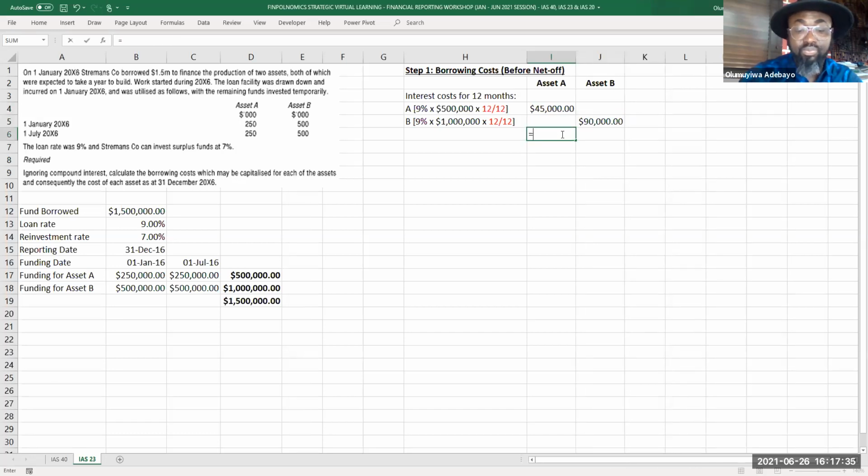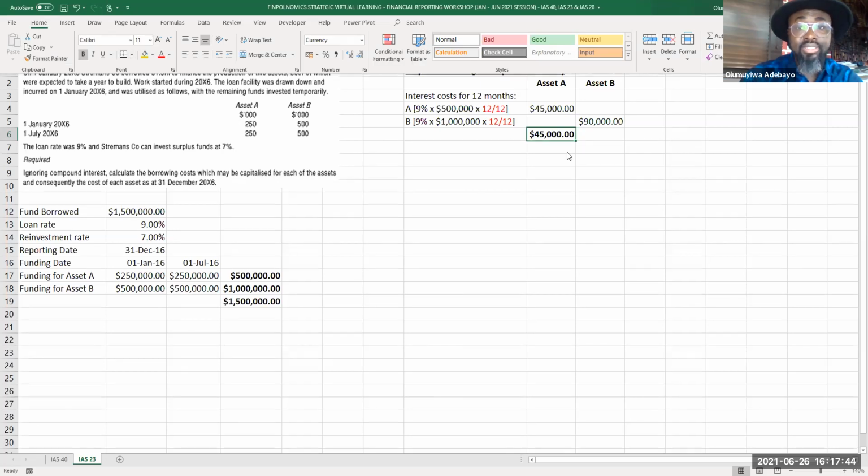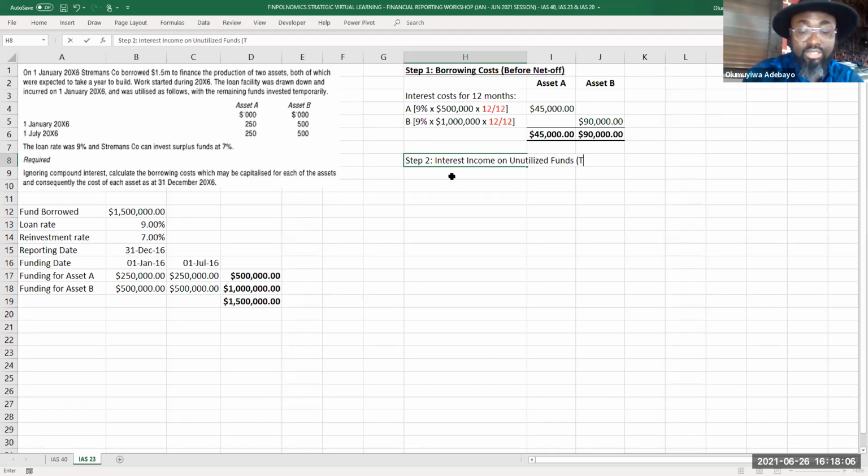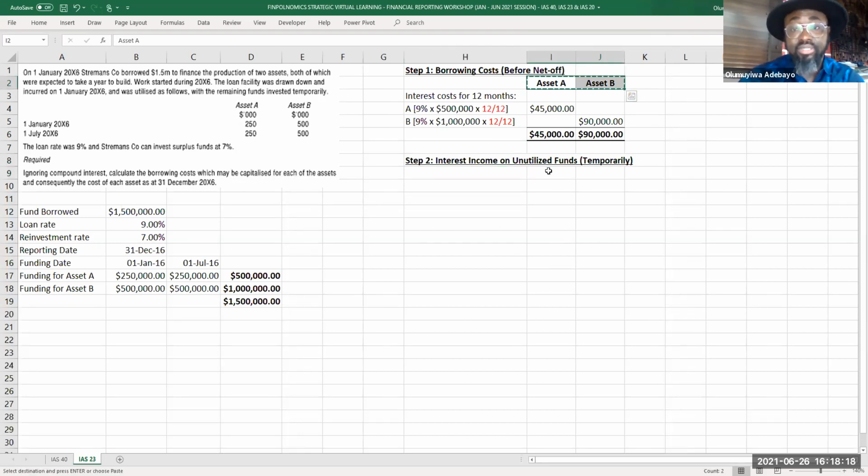Invariably, this is my borrowing cost prior to netting it off against the interest income arising from reinvestment. Now, step 2. Let us determine the interest income or reinvestment income on unutilized fund. And remember, it is temporary because later it was utilized. You only earn interest during the period it was not utilized that was reinvested. And that period we also recognize.